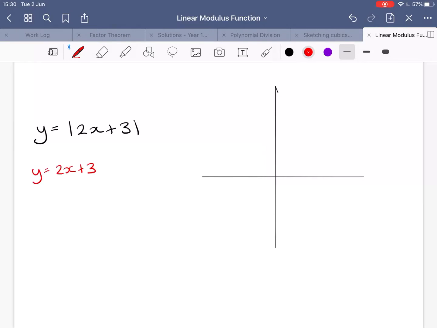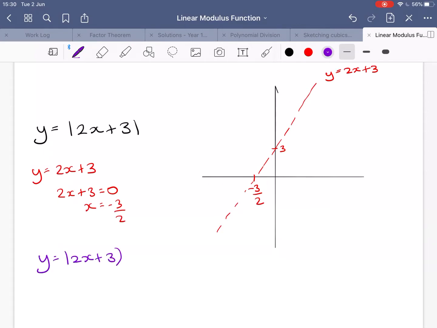Okay, well, I know 2x plus 3 crosses the y-axis at 3. It crosses the x-axis, well, I'd say 2x plus 3 equals 0. So x is going to be minus 3 over 2. So it's going to cross at minus 3 over 2. And if I were to draw it, I'll draw it with a dotted line, because that's how I do it. I just draw a quick dotted line. And that is the line y equals 2x plus 3. But I don't want that. I want y equals the modulus of 2x plus 3.